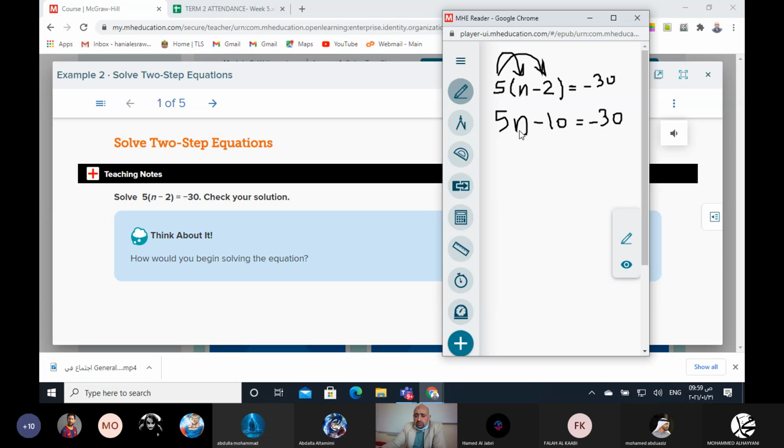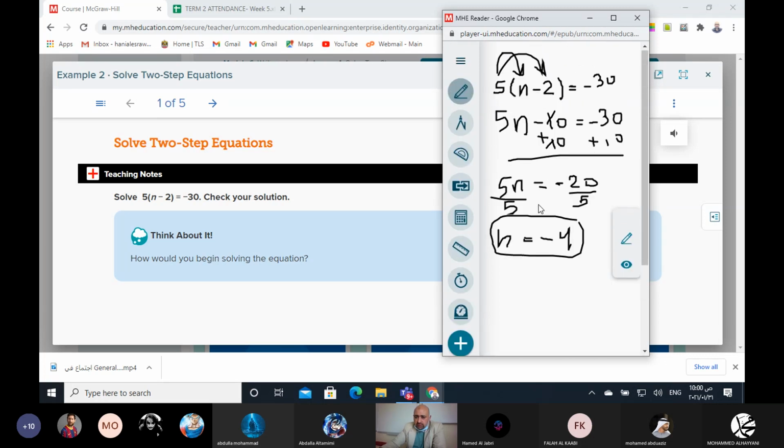The next step, we want to keep the variable n alone. So try to remove minus 10 from the two sides. So add the inverse. Here we have minus 10, add the inverse means plus 10. Minus 10 plus 10 will be 0, remains here 5n equal minus 30 plus 10 will be minus 20. Then remove 5, this is the coefficient, so divide by 5 on the two sides. 5 divided by 5 will be 1, 1n means n equal minus 20 divided by 5 will be minus 4. So the solution is minus 4.